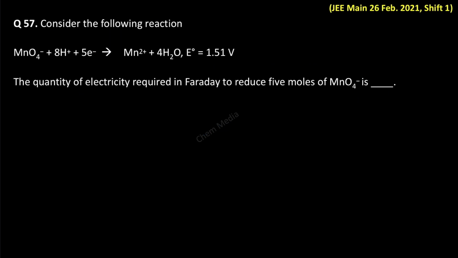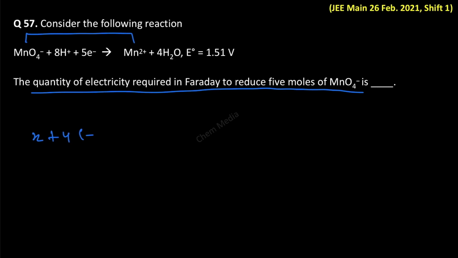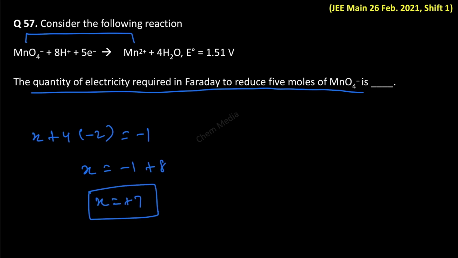Consider the following reaction. Permanganate ion is getting reduced to manganese 2 plus. The quantity of electricity required in Faraday to reduce 5 moles of permanganate ion is how much? What would be the oxidation state of manganese in permanganate ion here? It would be X plus 4 times minus 2, because we have to give minus 2 as the charge for oxygen. So therefore, X is equal to minus 1 plus 8. Therefore, X is equal to plus 7. The oxidation state of manganese is plus 7.